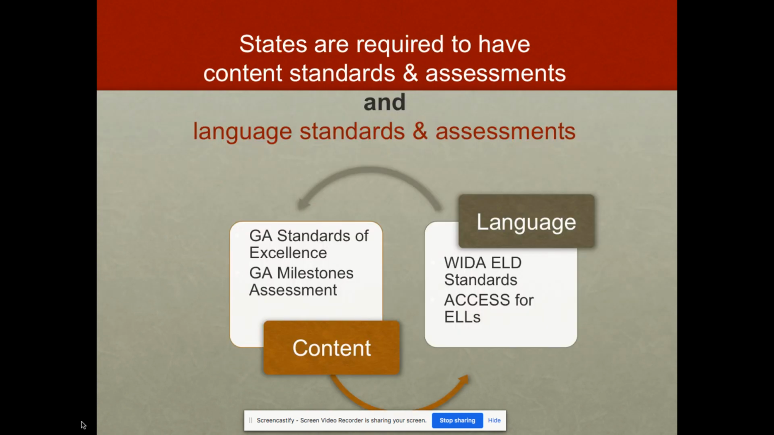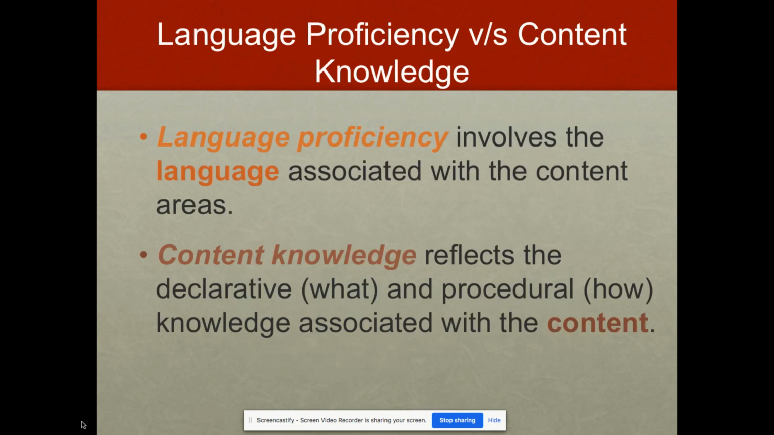All right, so states are required to have content standards and assessments. So we're all familiar with Georgia Milestones, and that is an assessment of the Georgia Standards of Excellence. For English language learners, they take a test called Access for ELLs, and that tests their language proficiency. And they are tested on their knowledge of the WIDA English language development standards. So language proficiency involves the language associated with the content areas, whereas content knowledge reflects the declarative and procedural knowledge associated with the content.